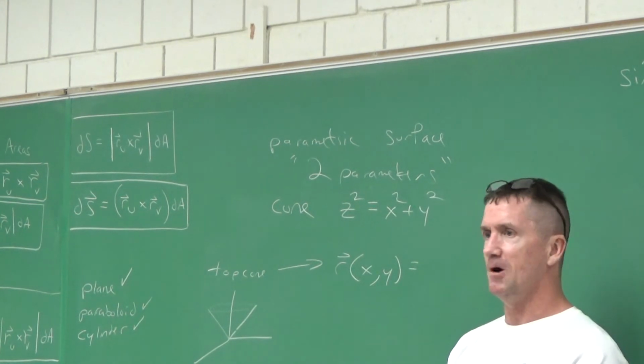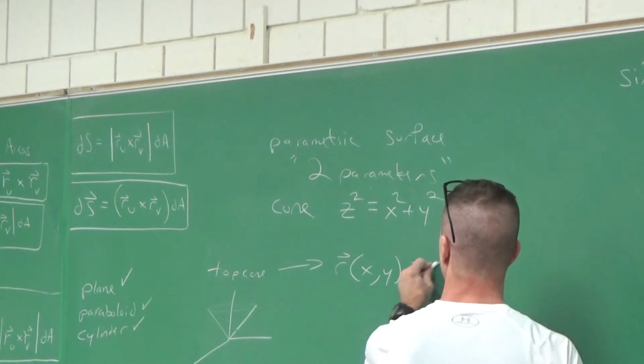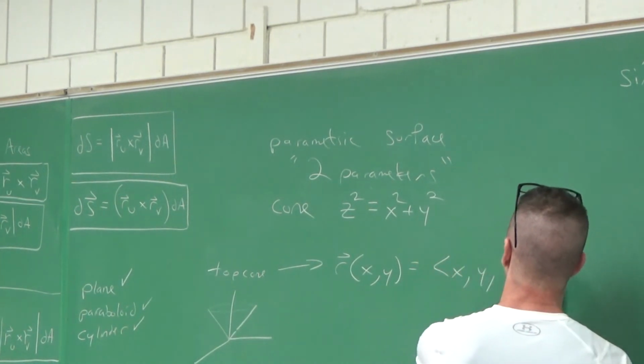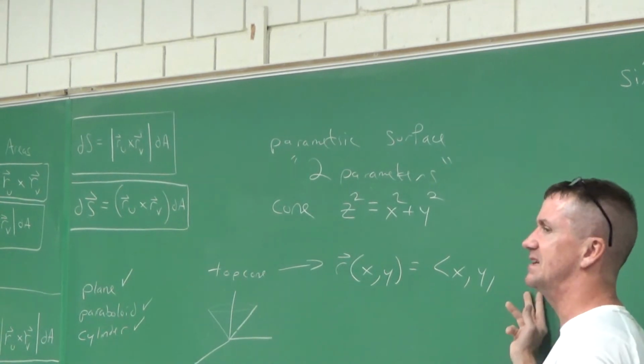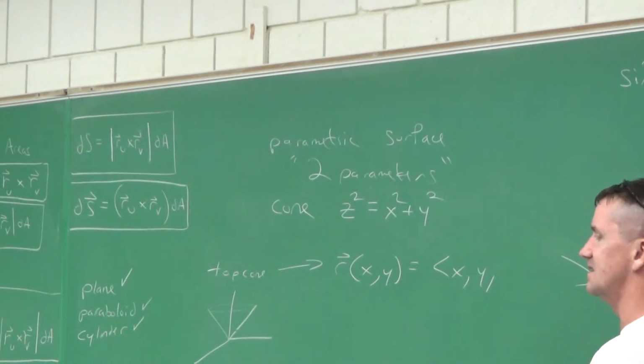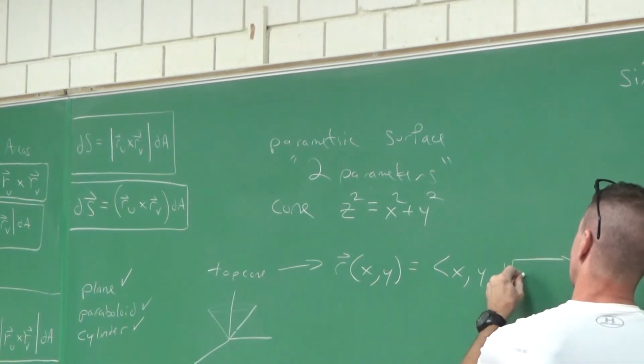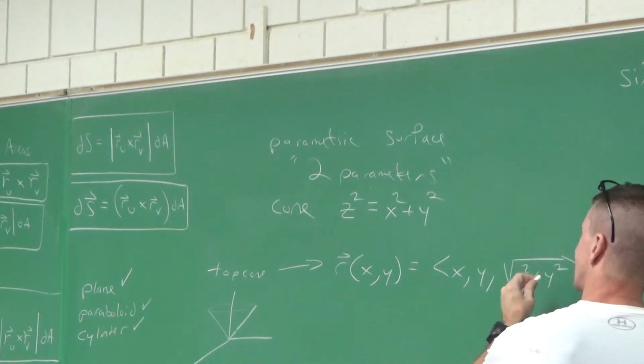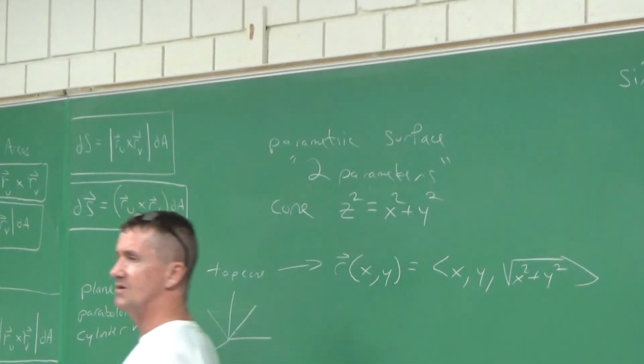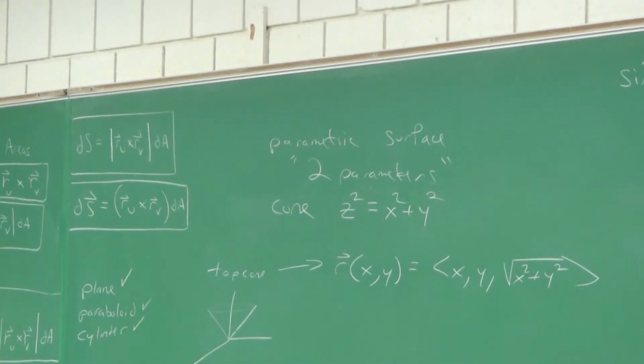Let x equal x, let y equal y. And what do you get? Any suggestions? Because I only need the top cone. That's got to be a z, but we have to write it in terms of x and y. That'll do it. So I hope you find that simple. The cone wasn't as bad as the cylinder.